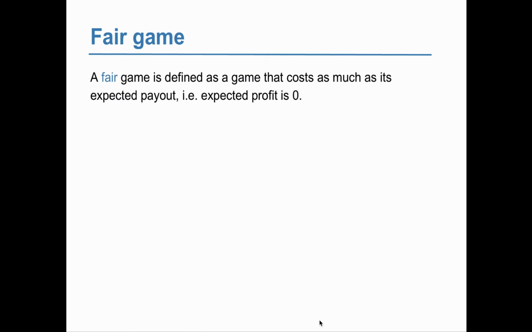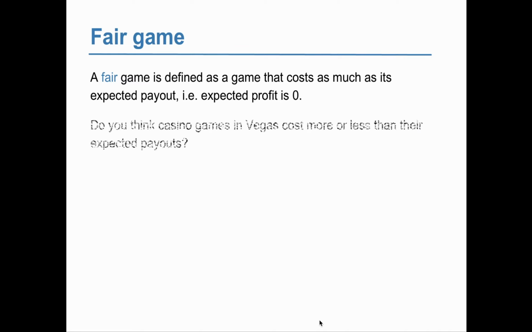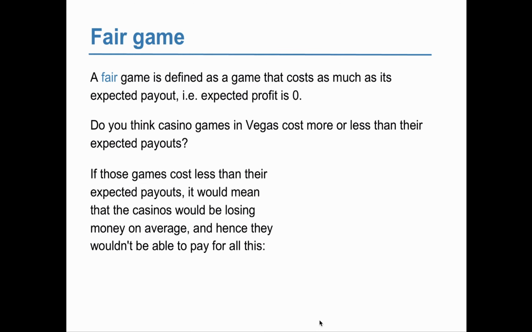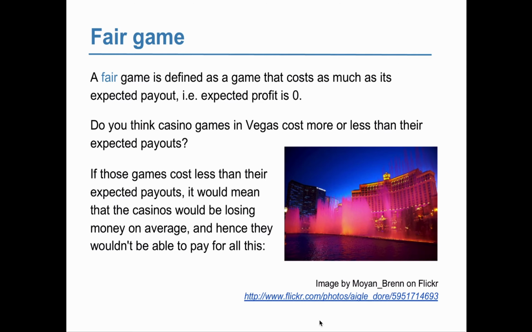A fair game is defined as a game that costs as much as its expected payout, i.e. the expected profit is 0. Do you think casino games in Vegas cost more or less than their expected payouts? If games cost less than their expected payouts, it would mean that the casinos would be losing money on average, and they wouldn't be able to pay for all of this. And this is why the house always wins.